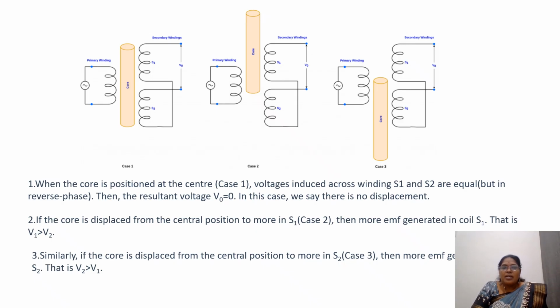Coming to the third case, now the core is placed like this, where you have more induction with the secondary coil 2, but less with the secondary coil 1. That means V1 is less than V2, and V2 will be higher. Therefore, the output voltage V1 minus V2 will be negative, because V2 is greater than V1. In this way, we can find the core movement.